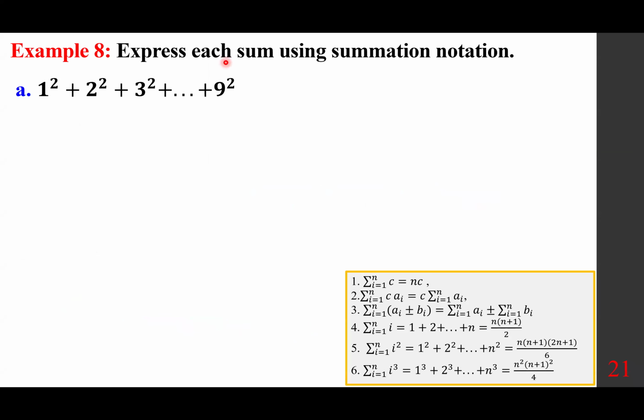Now I want to go back and express each sum using summation notation. 1 squared plus 2 squared plus 3 squared, all the way to 9 squared. So we should clearly see that this is the summation of I squared, J squared, K squared, whatever you want to call it, as it goes from 1 to n equals 9, from 1 to 9. So the summation of K squared, K goes from 1 to 9.